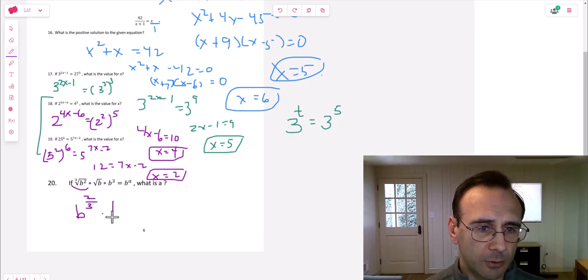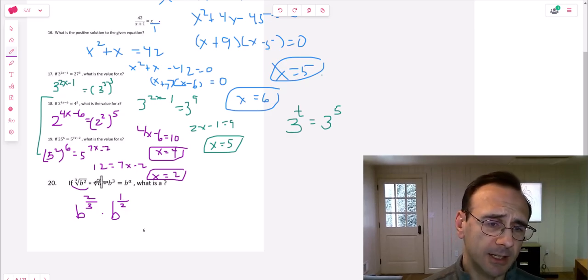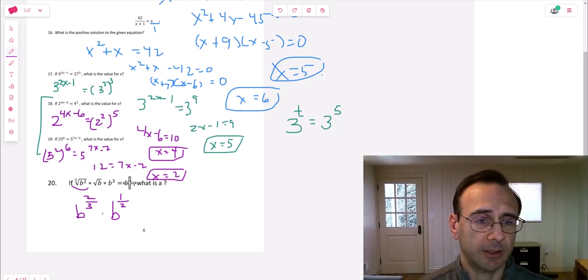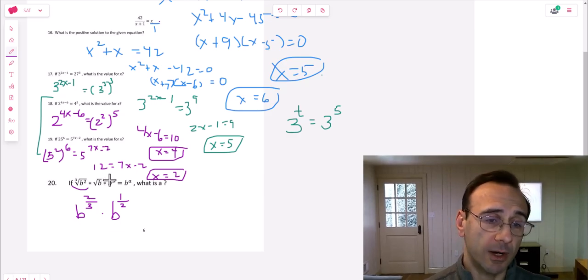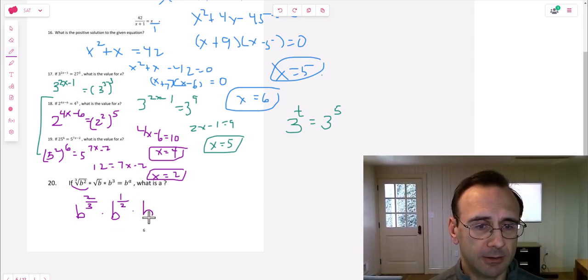The square root is the 1/2 power. So technically there's a 2 out there, even though it's not written. And there is a 1 as the exponent, even though that's not written.